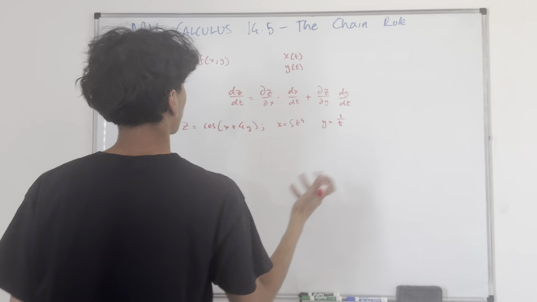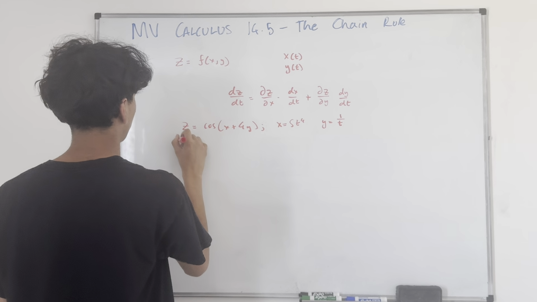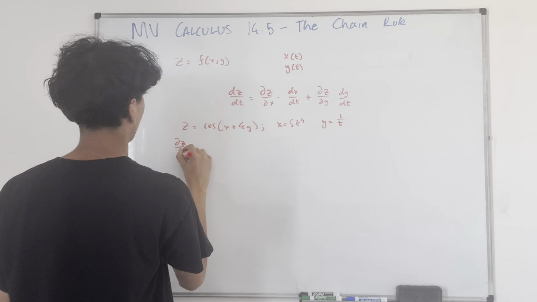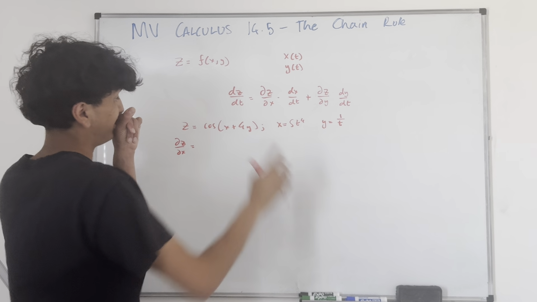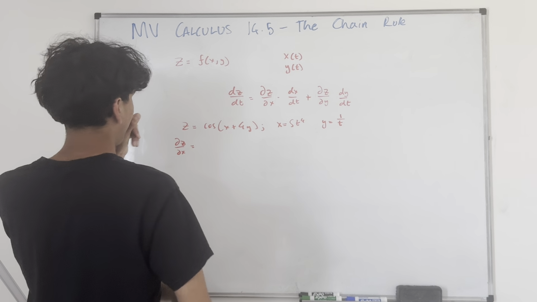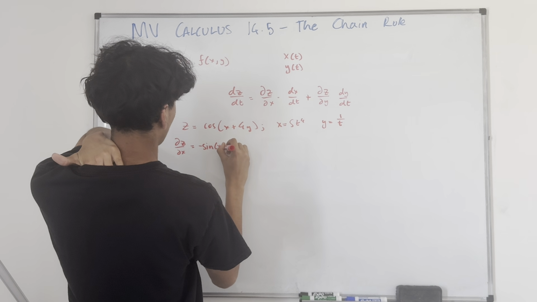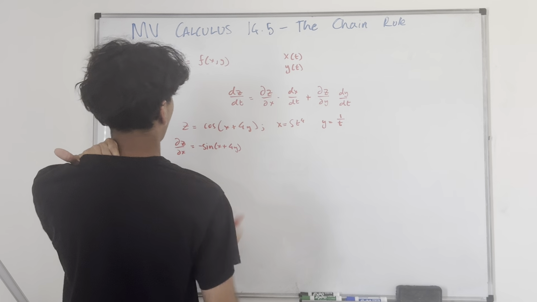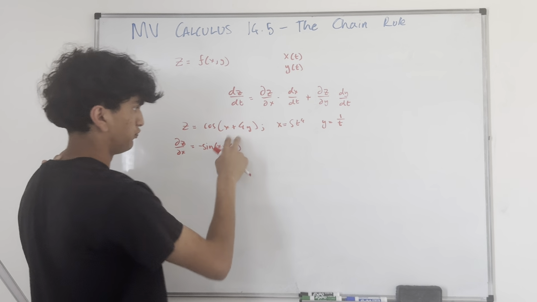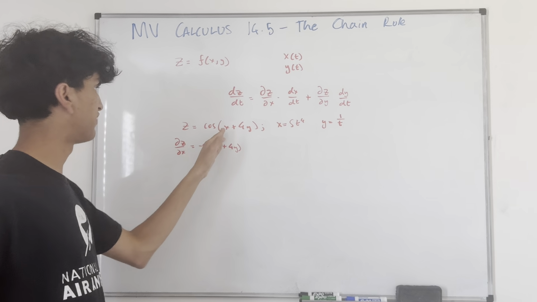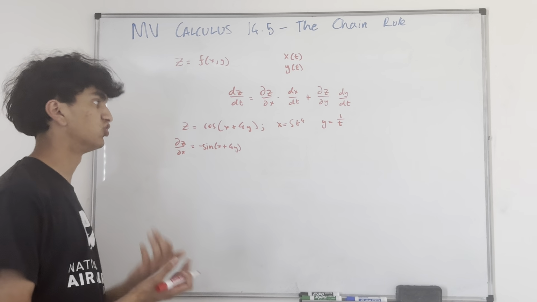Well, we just use a formula. So let's first find all the partials that we need. Partial z, partial x. We treat the 4y as a constant, so really we're doing negative sine(x + 4y) times the derivative of the inside, which is just the derivative of x, which is 1.